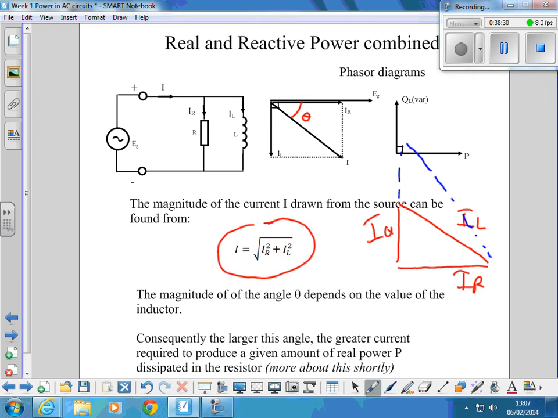So we still get the same amount of real power dissipated, the same amount of heat out of it. It's going to cost us more in current, which has implications, and we're going to have more about that shortly. Yeah, it's cost implications, certainly does.